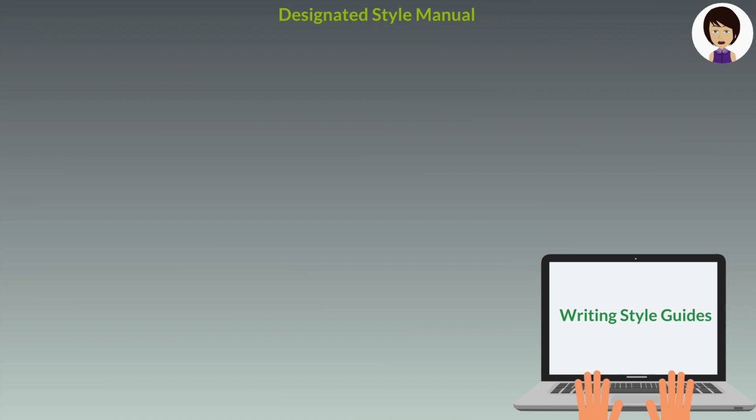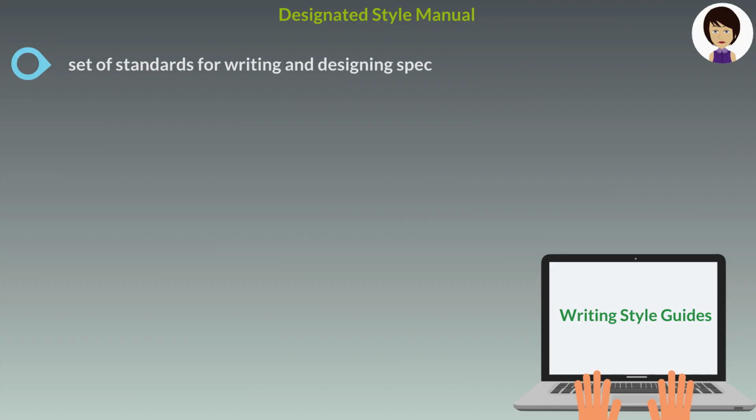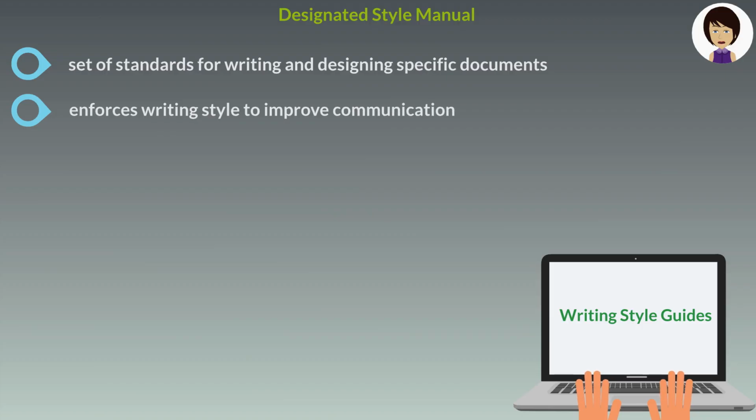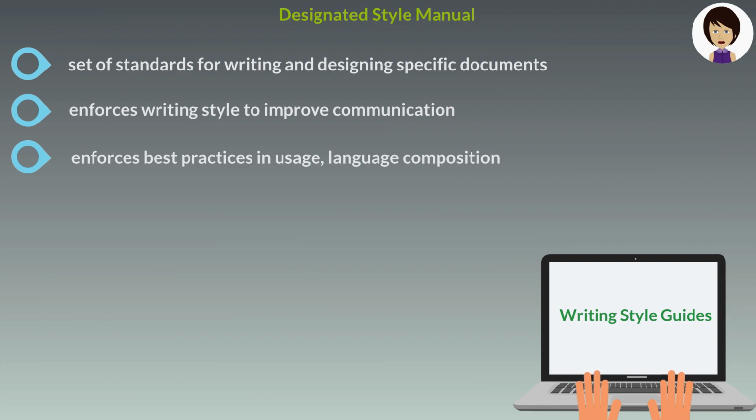A style manual establishes a set of standards for writing and designing specific documents, such as doctoral dissertations. A style manual also establishes and enforces writing style to improve communication. To do that, it must ensure consistency and uniformity in style and formatting within a document and across multiple documents. It enforces best practices in usage, language composition, visual composition, and typography.